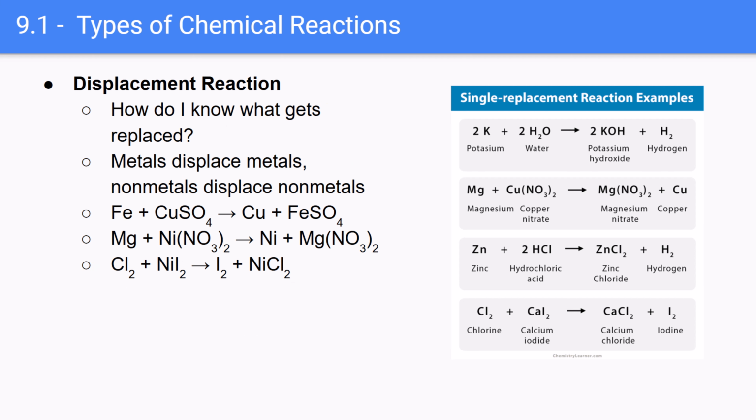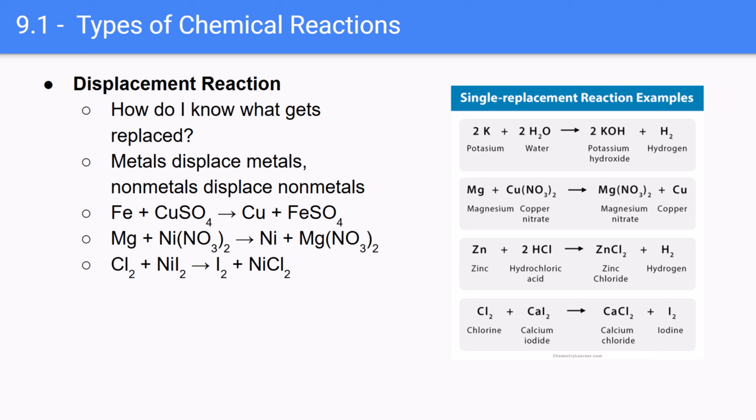Now, how do we know what gets replaced? Well, a fairly easy way to remember this is that metals will displace metals, that is, they'll trade places, or nonmetals will displace nonmetals. Another way to look at it is that things that are positively charged will displace things that are positively charged, and things that would normally take a negative charge will displace things that are negatively charged.